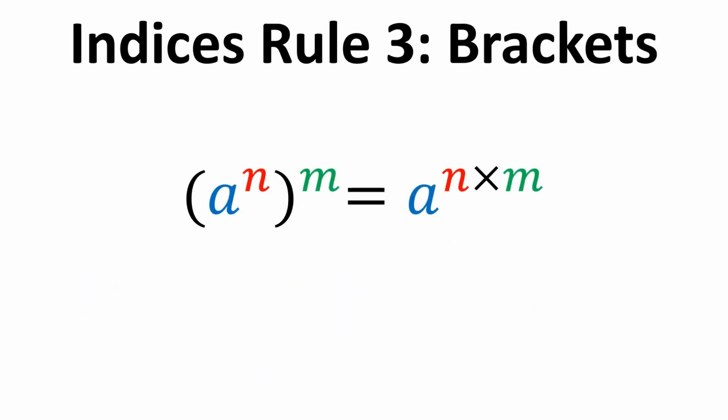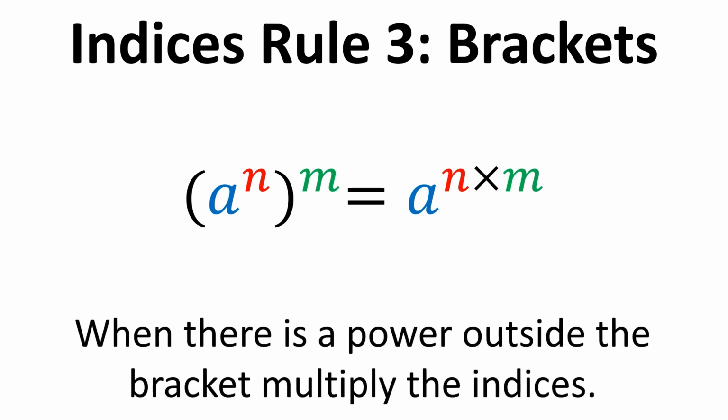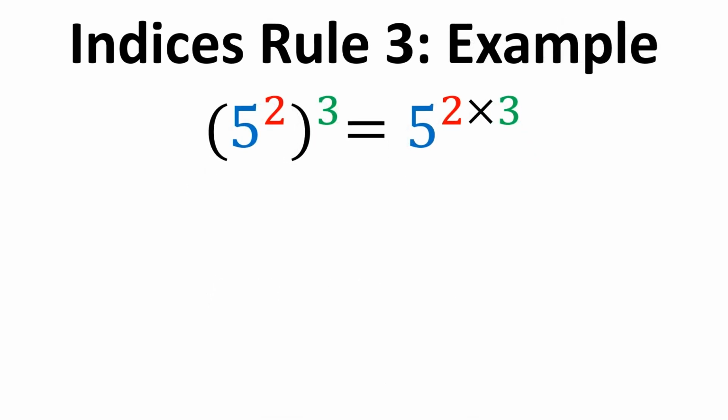Rule number 3 is brackets. So if we have a to the power of n all to the power of m, we simply multiply the two powers together. And again, by way of an example, we've got 5 to the power of 2, and then that's all raised to the power of 3. So the answer will be those two values multiplied together. So we have 5 to the power 2 times 3, which is 5 to the power of 6.